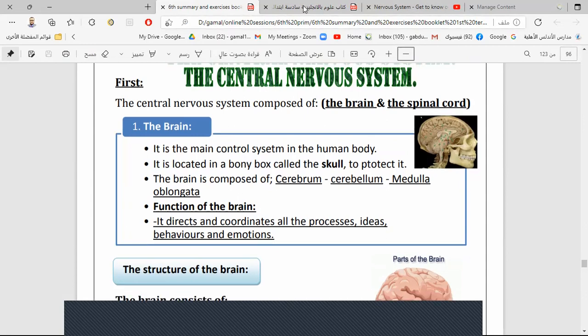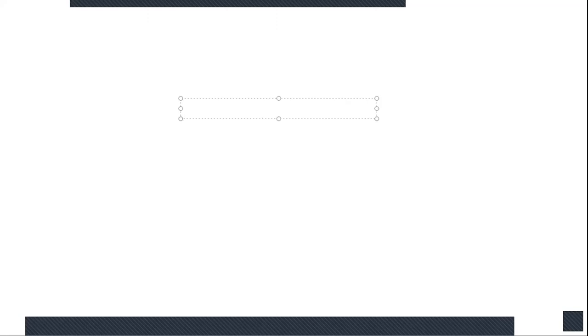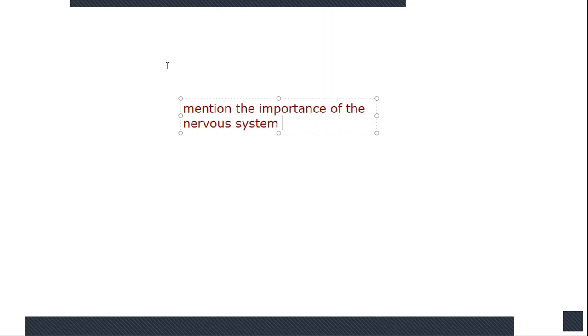In the next session, we'll discuss together the central nervous system in detail. But today's homework, I want you please to write this homework. I will send it on WhatsApp, inshallah. Number one: the importance of the nervous system. This is question number one.